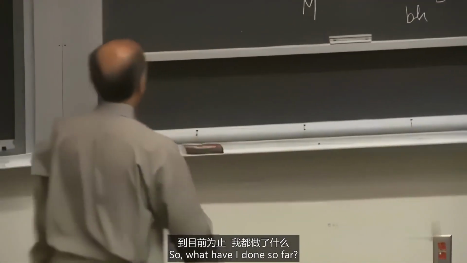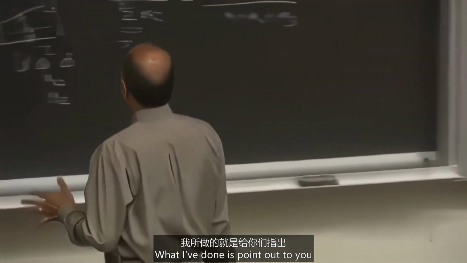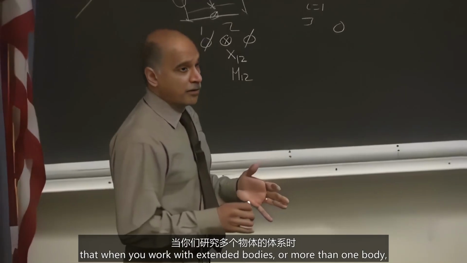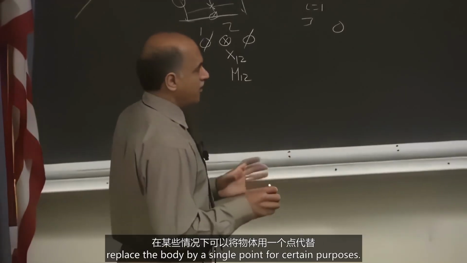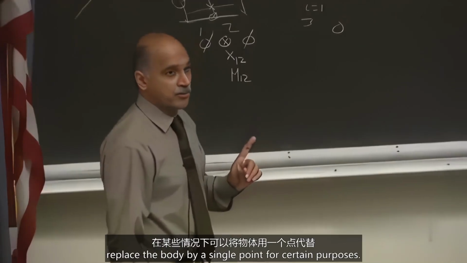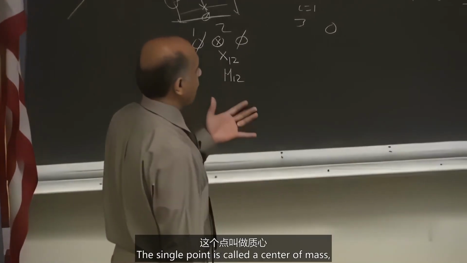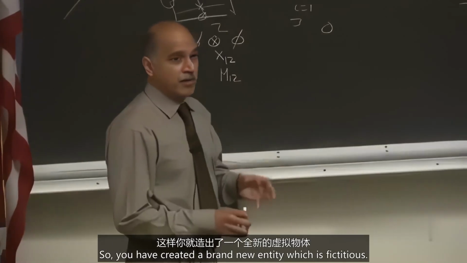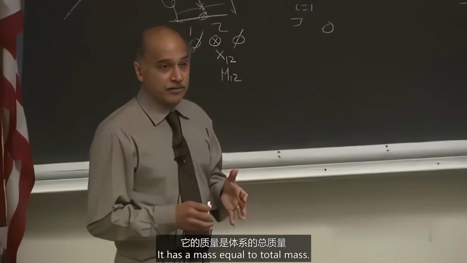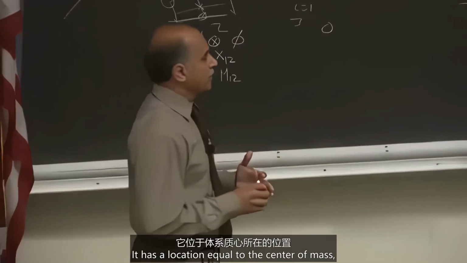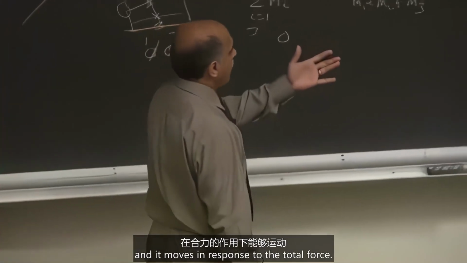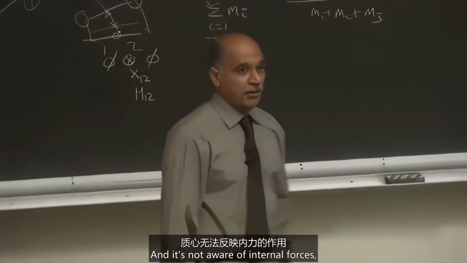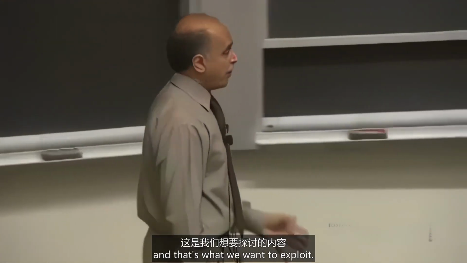So what have I done so far? What I've done is point out to you that when you work with extended bodies or more than one body, we can now treat the entire body, replace the body by a single point for certain purposes. The single point is called the center of mass. One imagines all the mass concentrated at the center of mass. So you have created a brand new entity which is fictitious. It has a mass equal to total mass. It has a location equal to the center of mass. And it moves in response to the total force. And it's not aware of internal forces. And that's what we want to exploit.